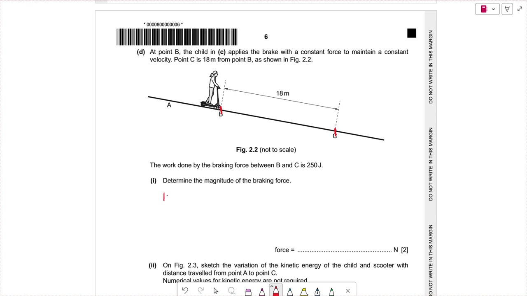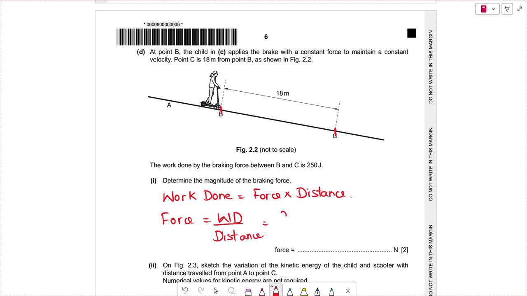Now the formula for the work done. Work done is the product of force and distance moved in the direction of the force. We want to find the magnitude of the braking force, so force will be equal to work done over distance. The value of work done is 250 and the distance is 18 meter. If we divide 250 by 18, we get 14 Newton.